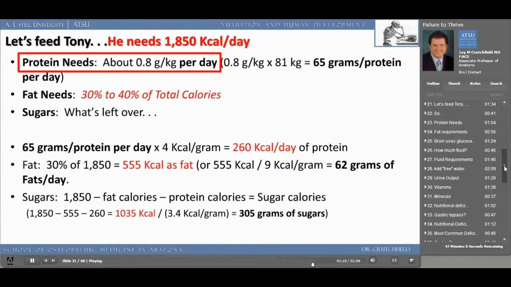So we're going to need to tell the pharmacist all of this to mix up how we're going to feed Tony. 260 kcals a day of protein, 555 kcals of fat, and 1,035 from sugar.